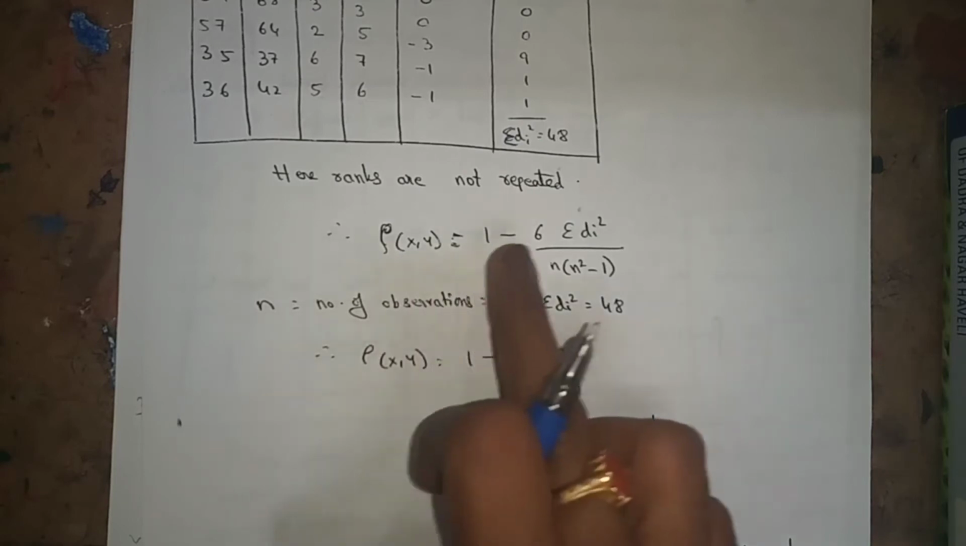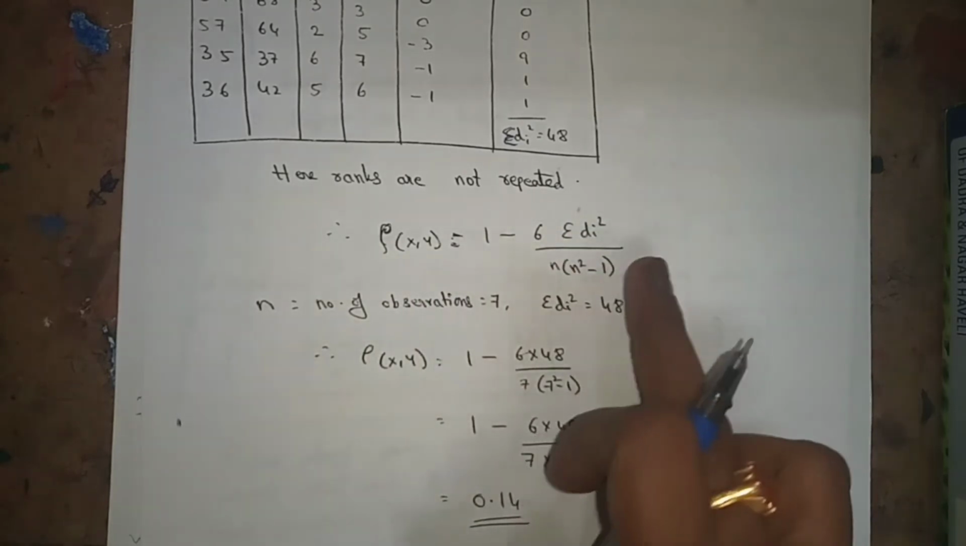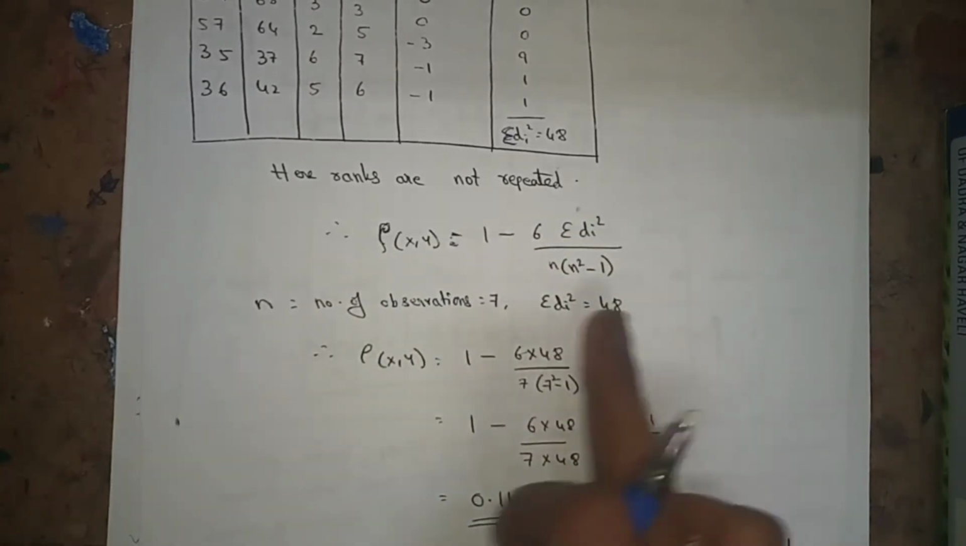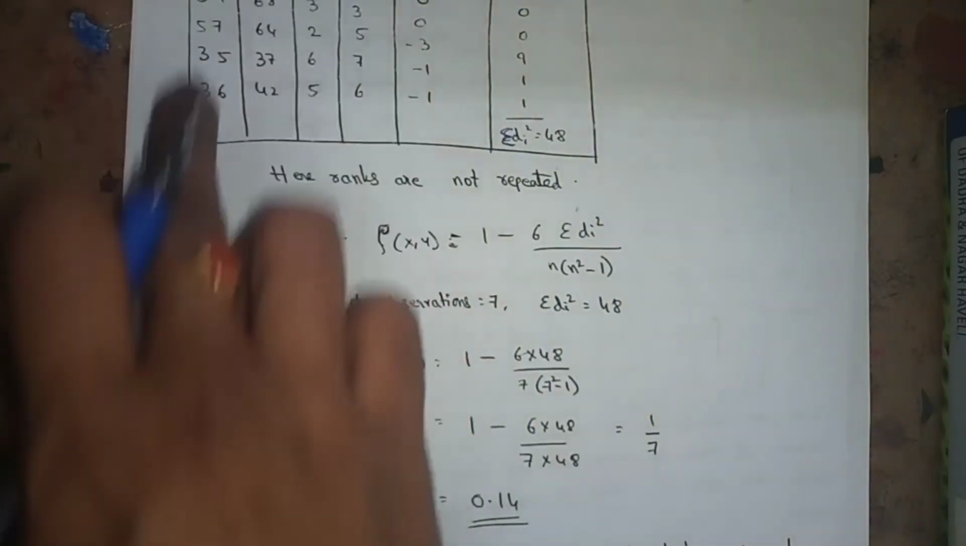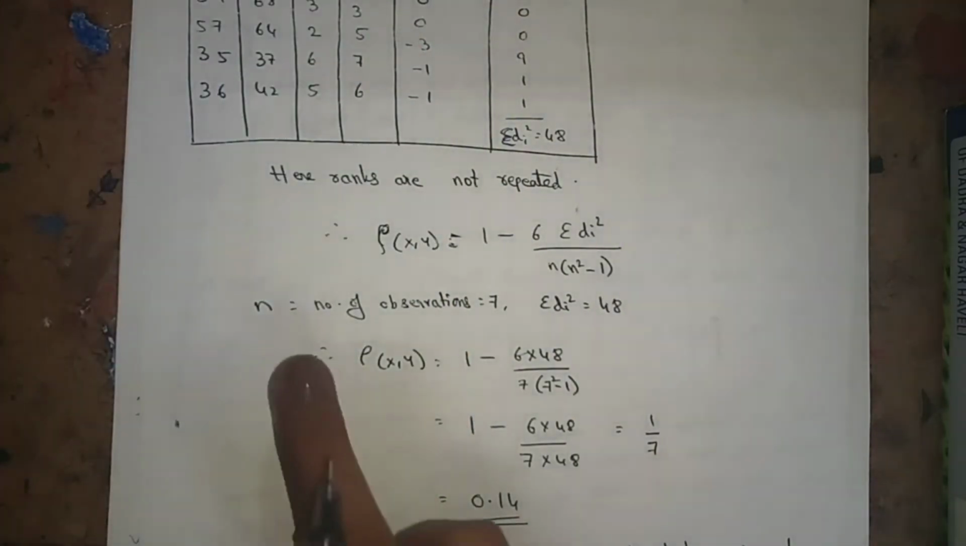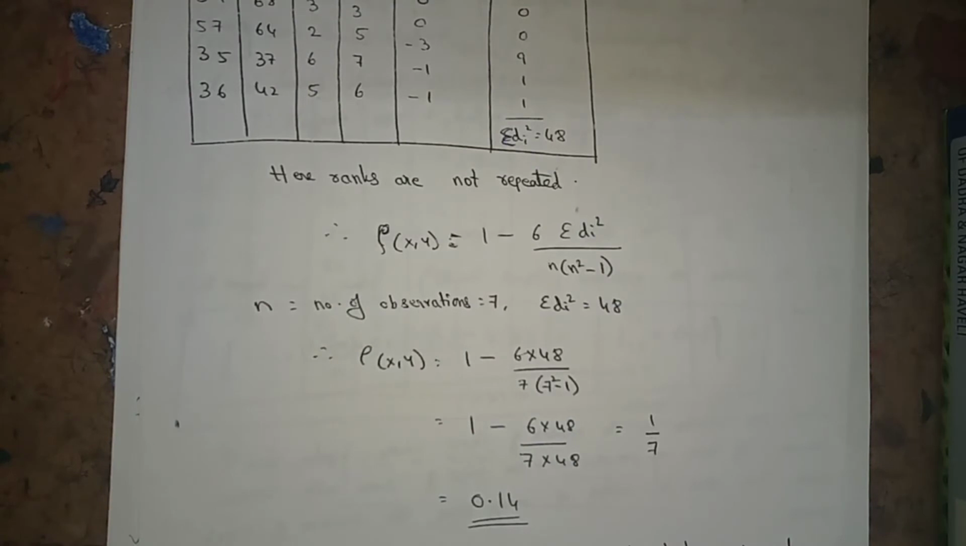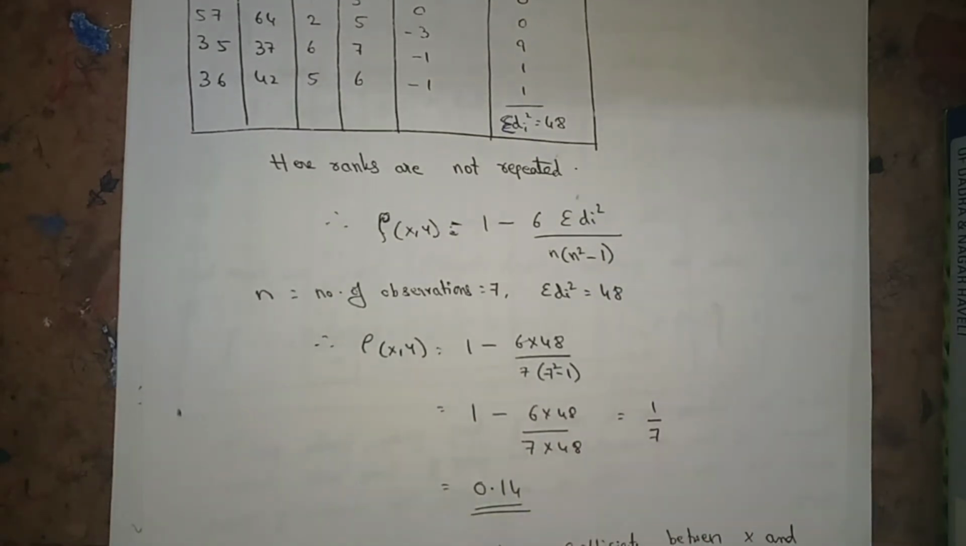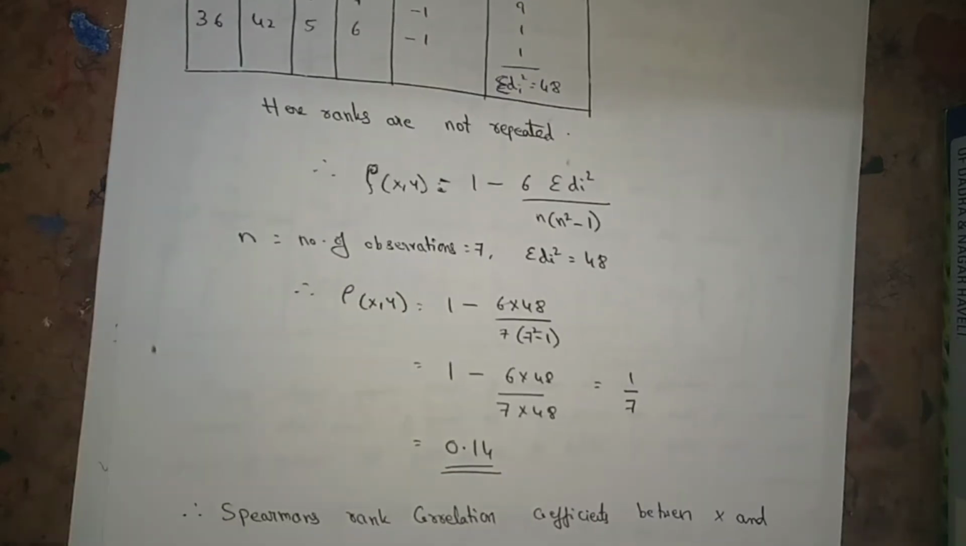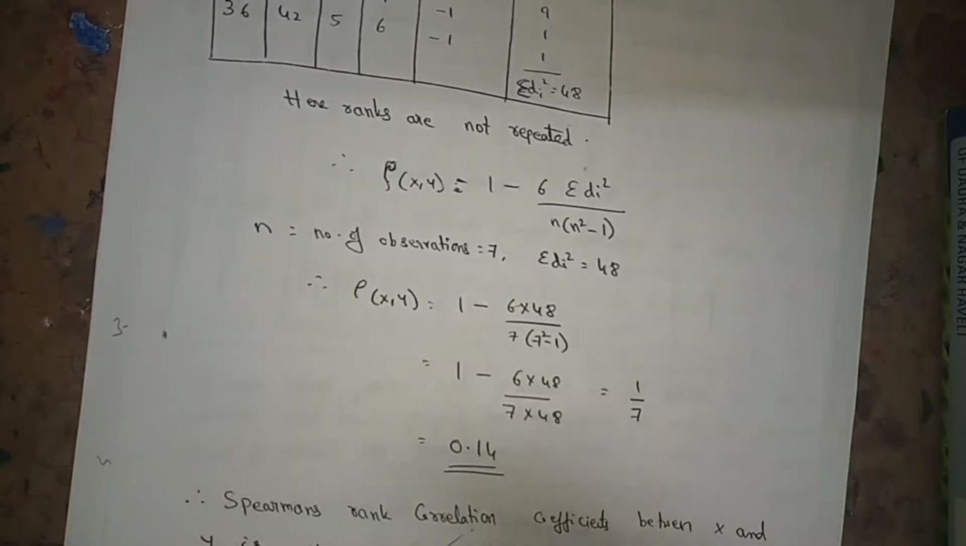Rho xy is equal to 1 minus 6 sigma Di square by n into n square minus 1. Di square sum is equal to 48. Number of observations, small n, is equal to 7. Now, if you substitute all the values in the formula, we get 1 minus 6 into 48 by 7 into 48, which is equal to 0.14. Spearman's rank correlation coefficient between x and y is equal to 0.14; that is the answer.